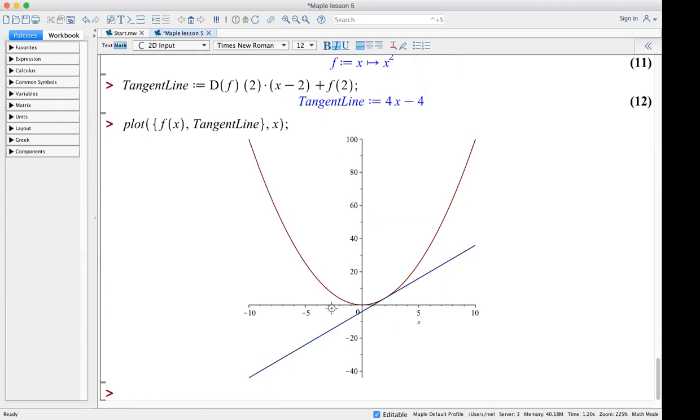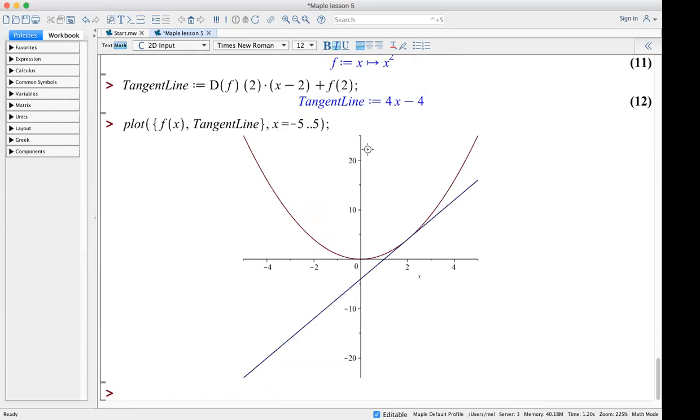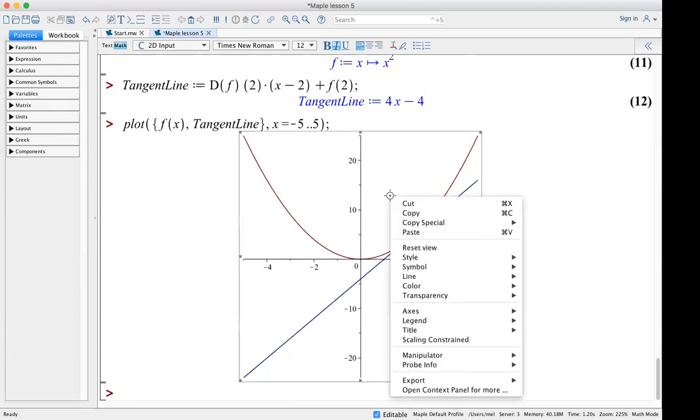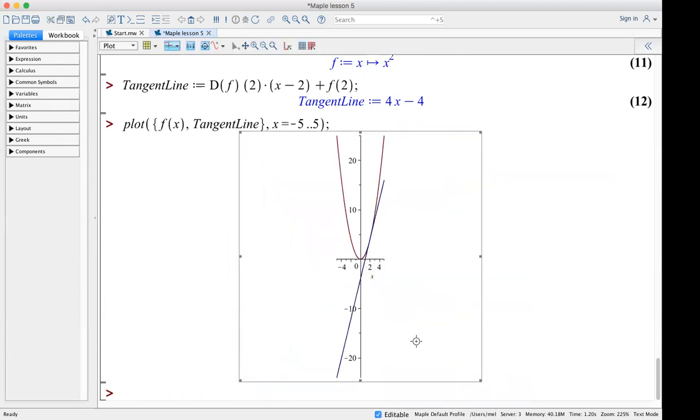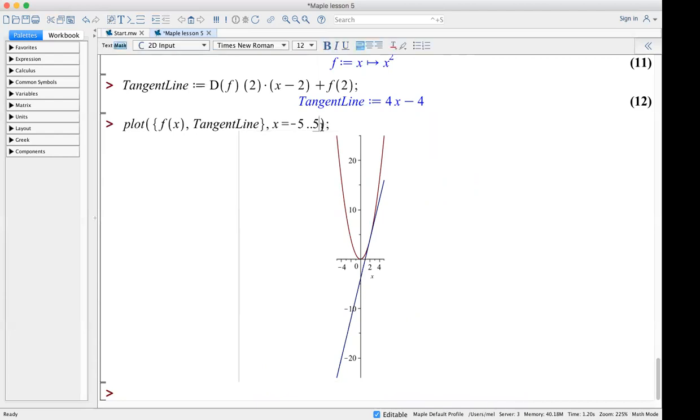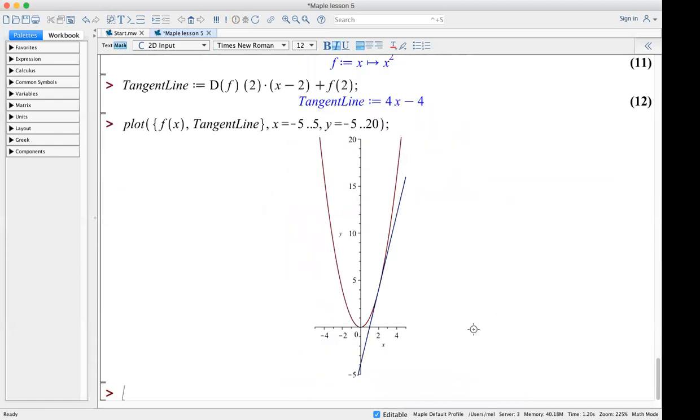If I want to just look at it in this region, maybe I'll just graph it from -5 to 5. And if I want it drawn to scale, I click on scaling constrained. So this is really what it looks like. Then you also put in a range of values for y. Let's say y goes from -5 to 20. So here is our curve drawn to scale. Red is the parabola, and there is the tangent line.